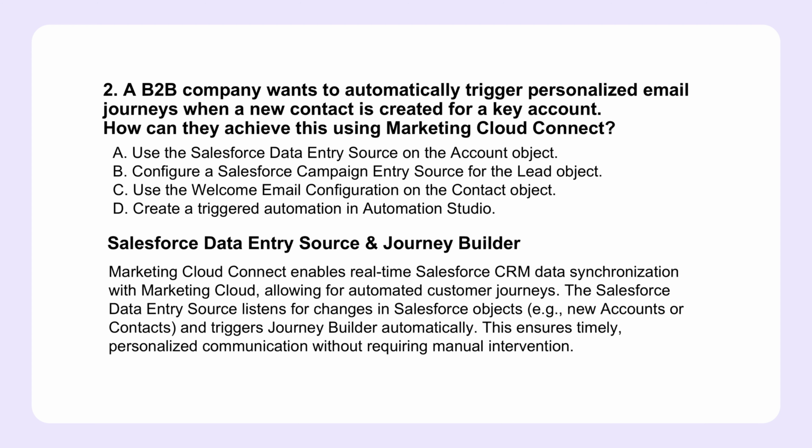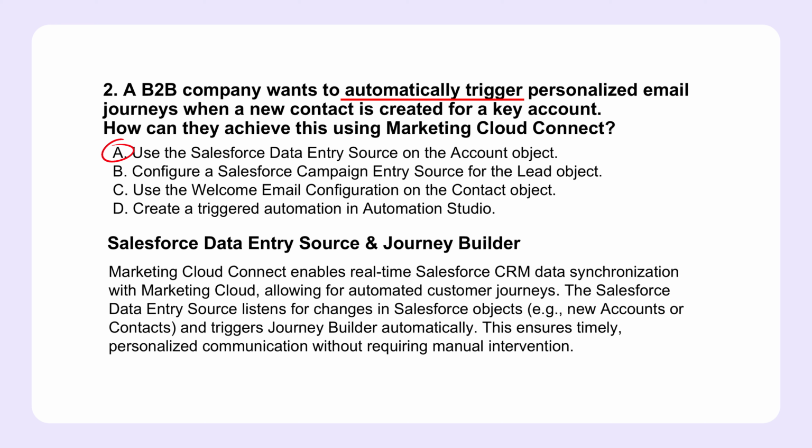All right, let's move on to our second scenario. We've got a B2B company that wants to automatically trigger personalized email journeys for new contacts, specifically when those contacts are created within a key account in Salesforce. The best way to do that using Marketing Cloud Connect is to use the Salesforce data entry source and configure it to listen to the account object. Ah, okay. So the data entry source acts as a trigger.